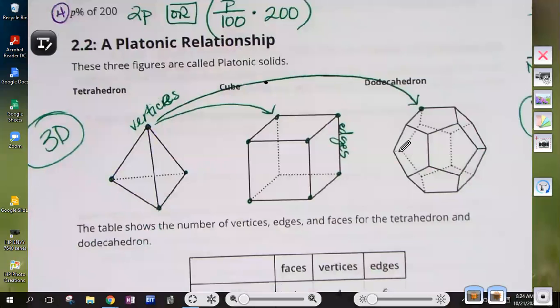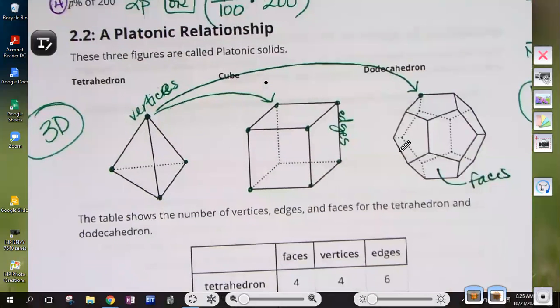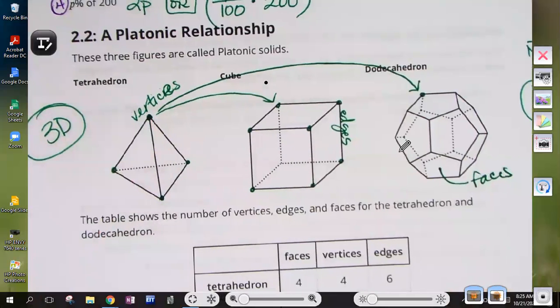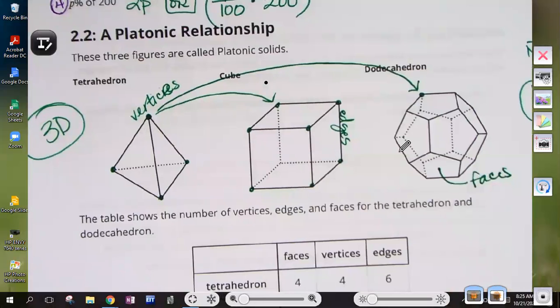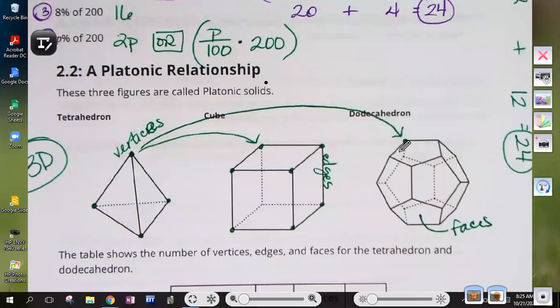What else do y'all notice? They have faces. They all have faces. Good. Try to point at one. Okay, so we've defined some good vocabulary. The points where all of them intersect is a vertices. The sides that are connecting the vertices are called edges, and then these different whole shapes here are called faces. Are all the faces the same for each shape? No, some shapes have more faces.